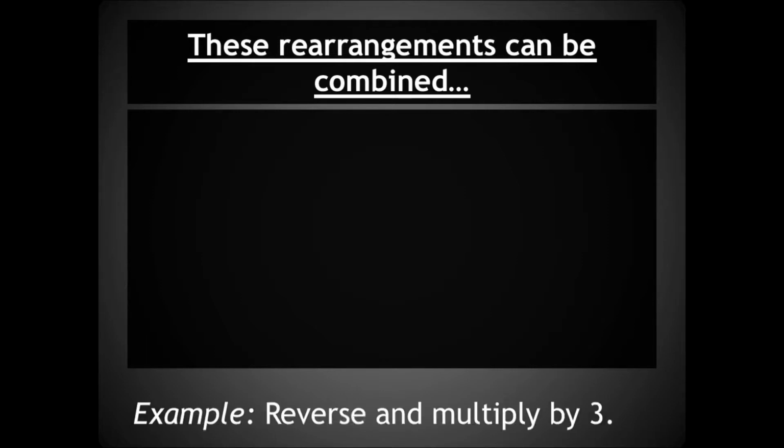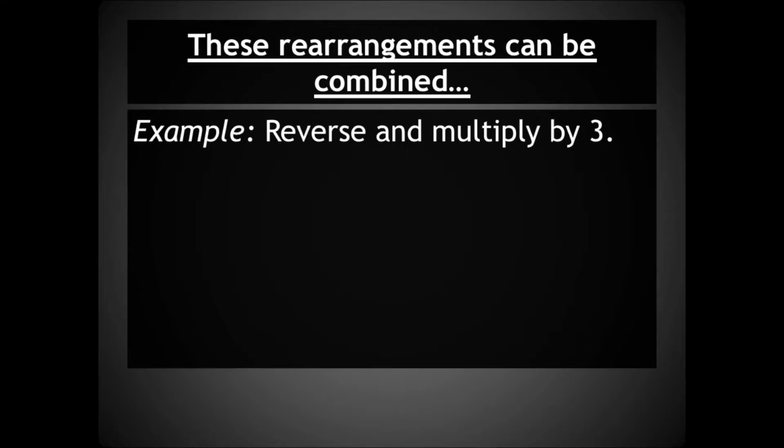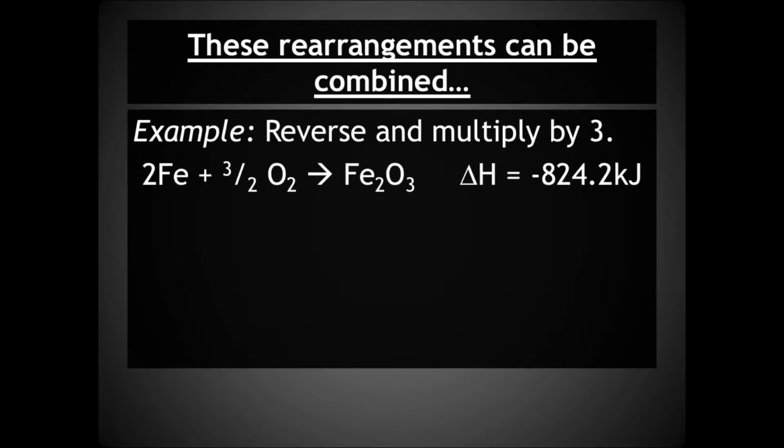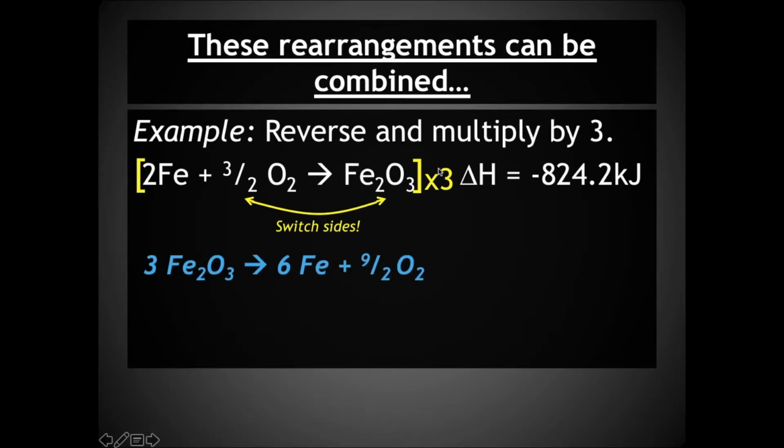So obviously, I'm going to show you some answers here in a second. But here are combining. So you will be combining these rules in the actual problems. You won't just be asked to add these two together. That's too easy, right? So we're going to reverse and multiply by 3. This will be like one of the problems. You're going to reverse it, right? So all of this stuff will go on the product side, and the iron oxide will go on the reactant side. But then we also have to multiply by 3. So we're going to switch sides and multiply by 3, and that will be our answer.